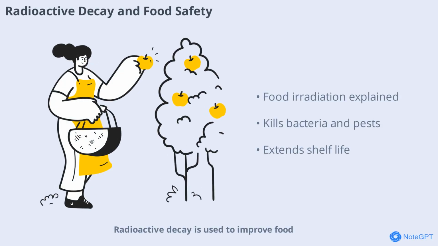Radioactive decay is used to improve food safety through a process called food irradiation. By exposing food to controlled amounts of radiation, harmful bacteria and pests are destroyed without making the food radioactive. This process extends shelf life and reduces the risk of foodborne illness. Food irradiation is approved in many countries and is an important tool for ensuring a safe food supply.